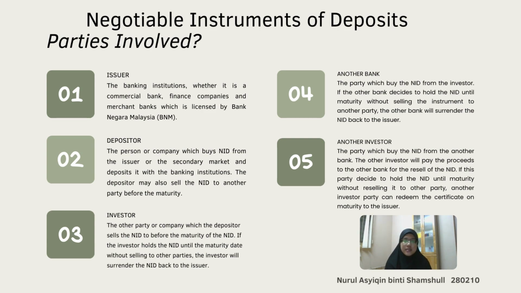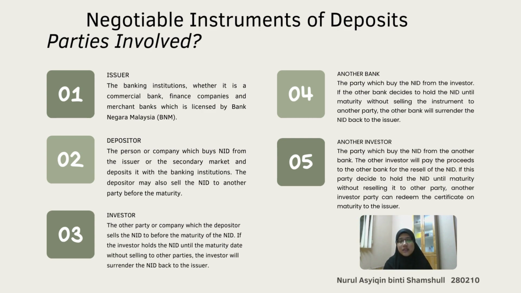Lastly, another investor is when the other bank decides not to hold the NID until the maturity date, but instead sells the NID to another party, which is another investor. The other bank will then do another resale of the NID instrument to the other investor party. The other investor will pay a deposit to the other bank for the resale of the NID.